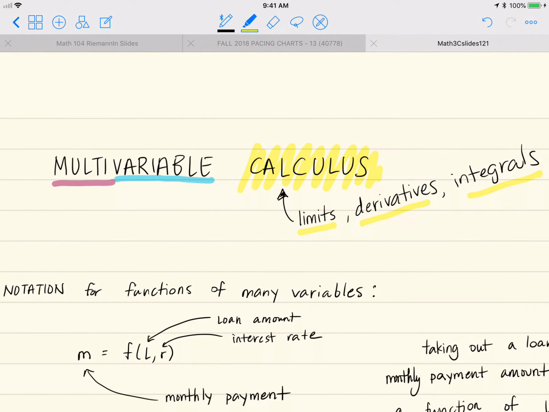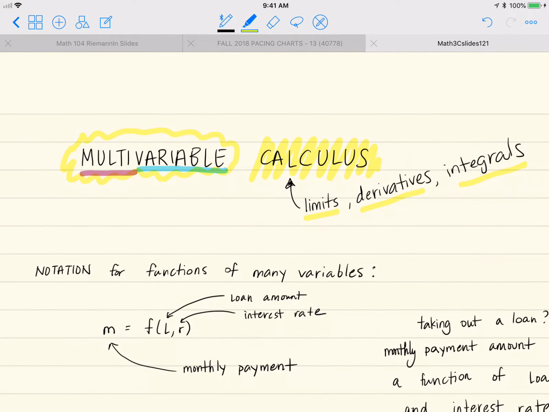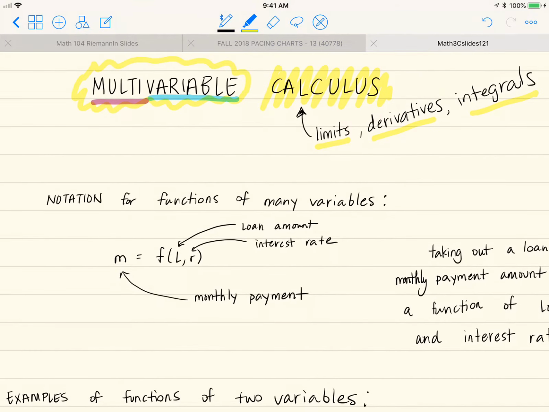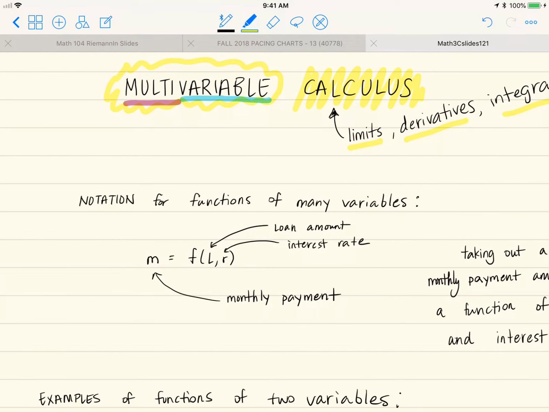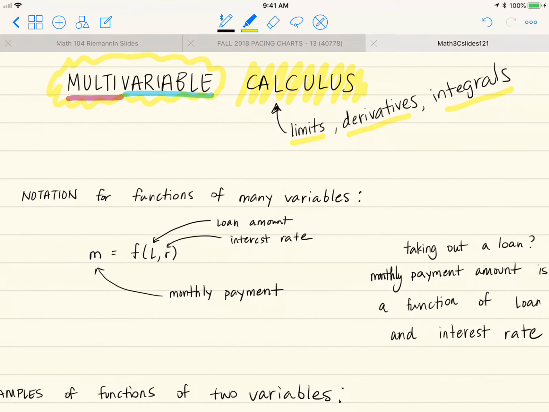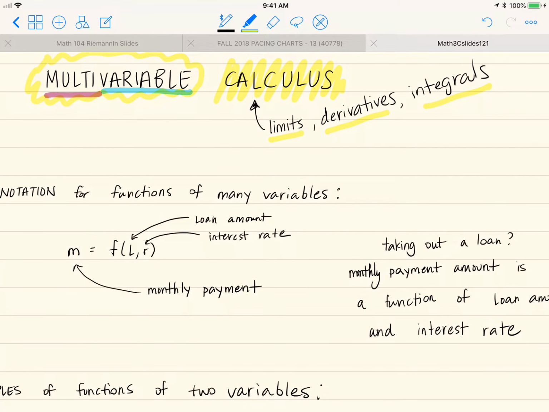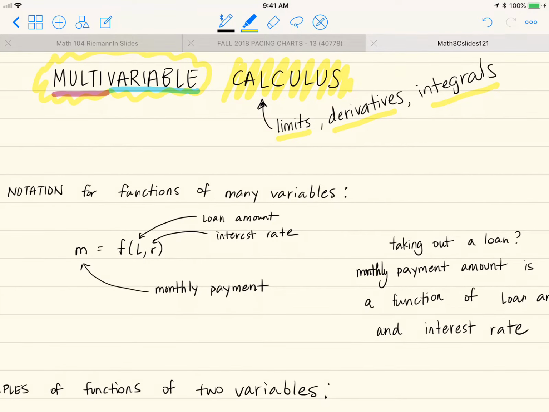This semester, we are incorporating many variables, right? So that's how we get multivariable calculus. And let's look at the notation for functions of many variables. So I've got an example here, and this is an example which maybe you're familiar with it, but definitely you can understand this idea.